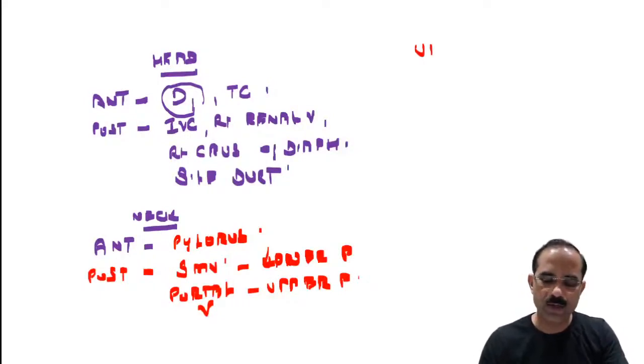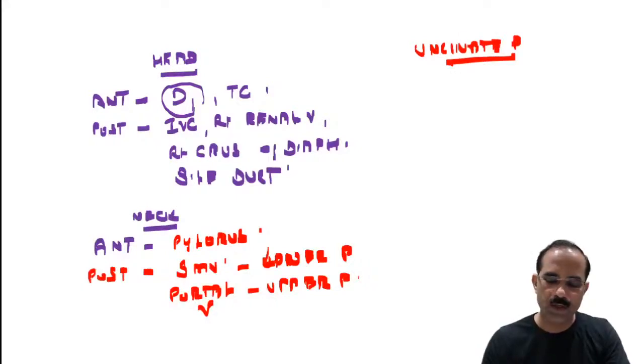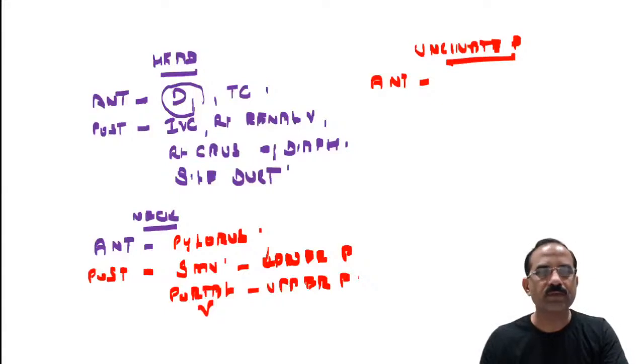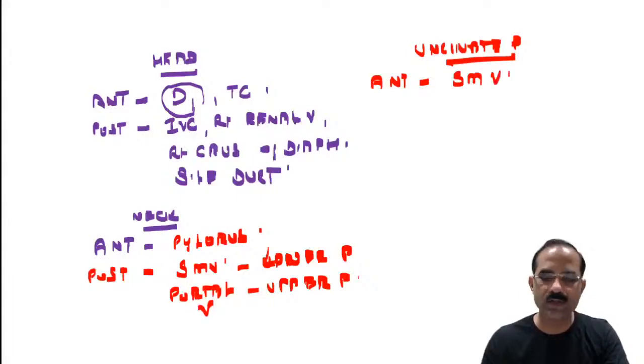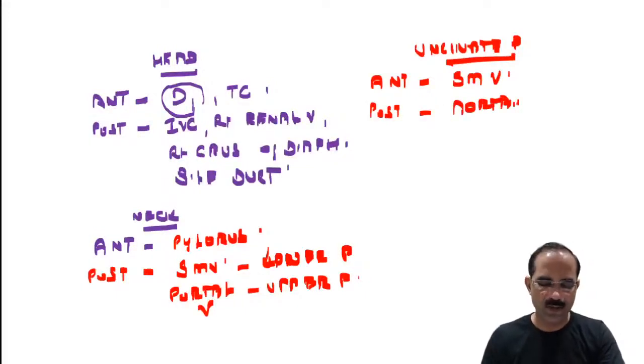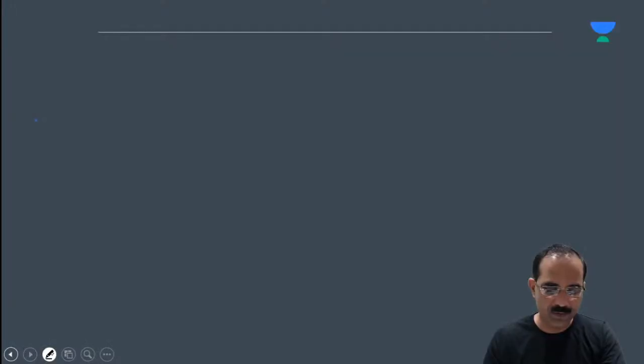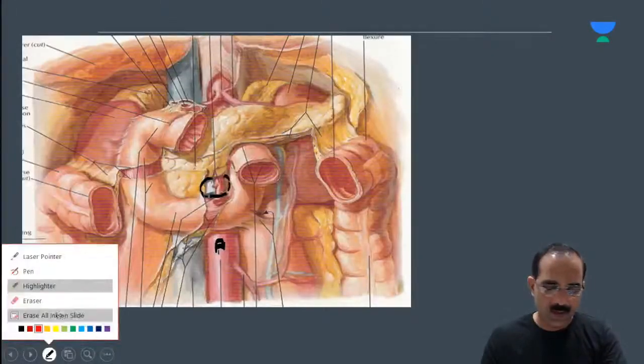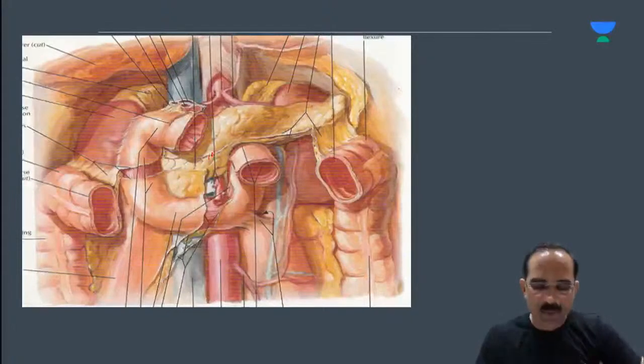Now, uncinate process. Anterior relations. Tell me. What was the anterior relation of the uncinate process? Students, the anterior relation of the uncinate process was the superior mesenteric vessels, both artery and vein. Posterior is the aorta. Posteriorly is the aorta. Perfect. Very good to all of you. That's excellent. Now, coming to the body of the pancreas.